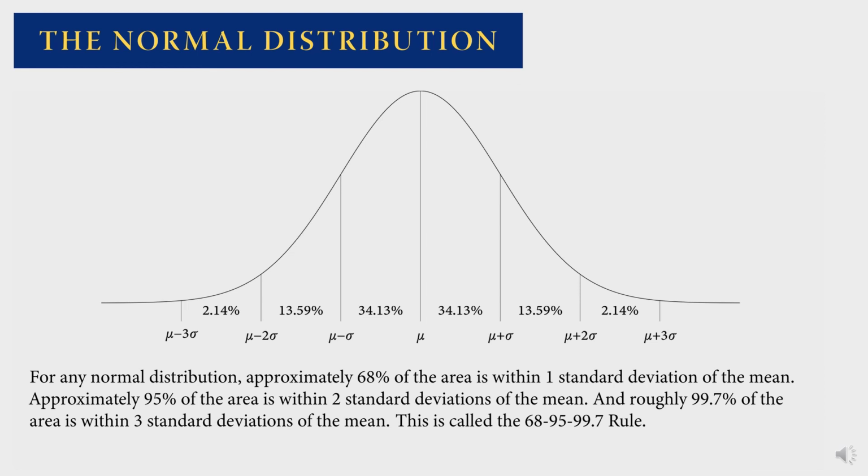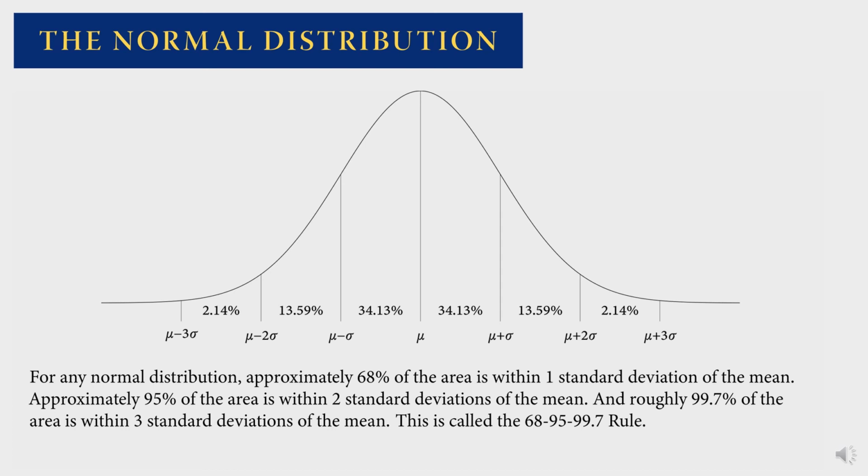A well-known fact about the normal distribution is the 68, 95, 99.7 rule, which says that if you sample from a normal distribution, about 68% of the values will be within one standard deviation of the mean. About 95% will be within two standard deviations, and 99.7% will be within three standard deviations.